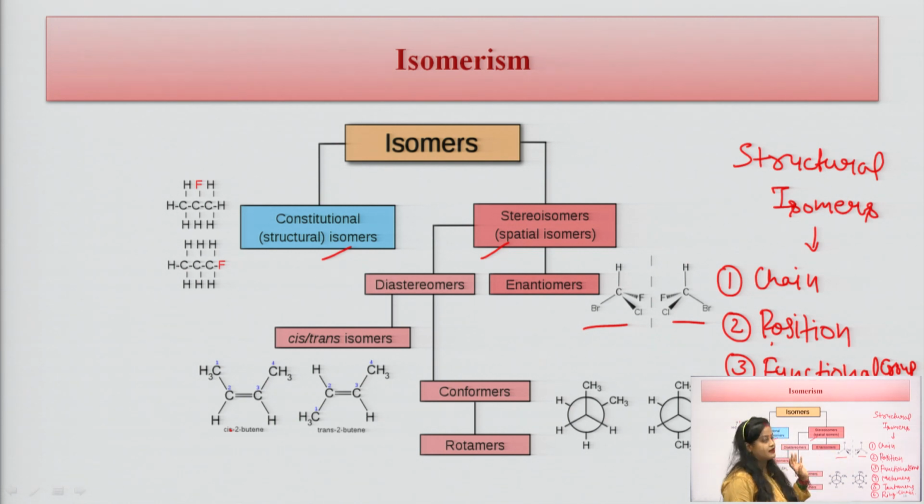So, these are the examples of the stereoisomer. Here we can see that the structure is the same, but the rotation is different. So, the isomers will be formed.